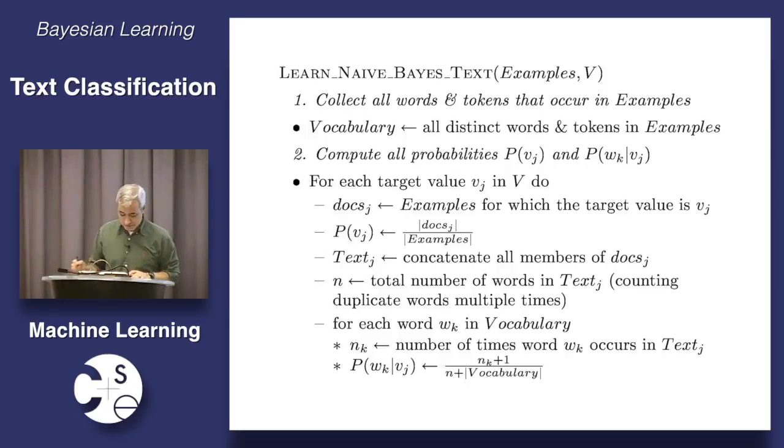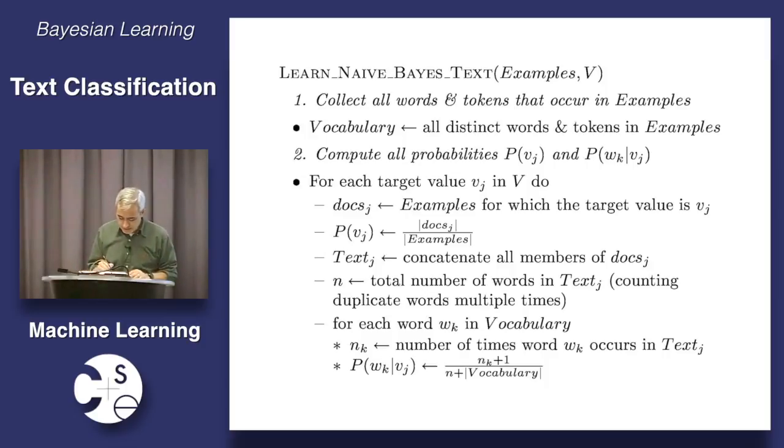So then my vocabulary is just all the distinct words and tokens in my examples. And now the first thing that I have to do is compute all my class prior probabilities and all my conditional probabilities of the words given the classes. So for each target value, for each possible class, I do the following. I first collect all the examples of that topic, say all the pages that are about sports. And then my prior probability of the class is very simple. It's just the size of that set over the size of the entire corpus. If I have 10,000 pages and 1,000 are about sports, the probability is 0.1.